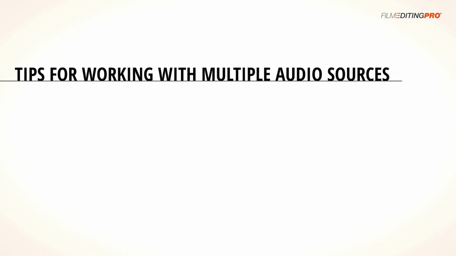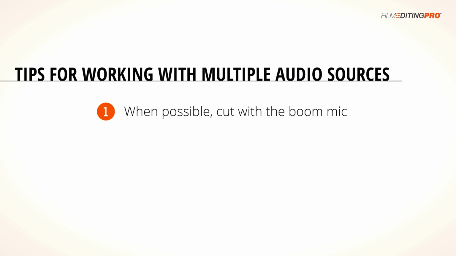Alright, so here are a couple quick tips for working with your various audio sources. When possible, you'll typically want to cut with a shotgun boom mic. Will there be times when the lavalier mic sounds better? Louder, cleaner, more understandable? Sure, but most often, it'll be the boom. Tip 2. Don't layer your dialogue sources. That is, don't try to overlay your boom mic on top of your lav mic in the hopes of getting the best of both worlds. It's not going to happen.